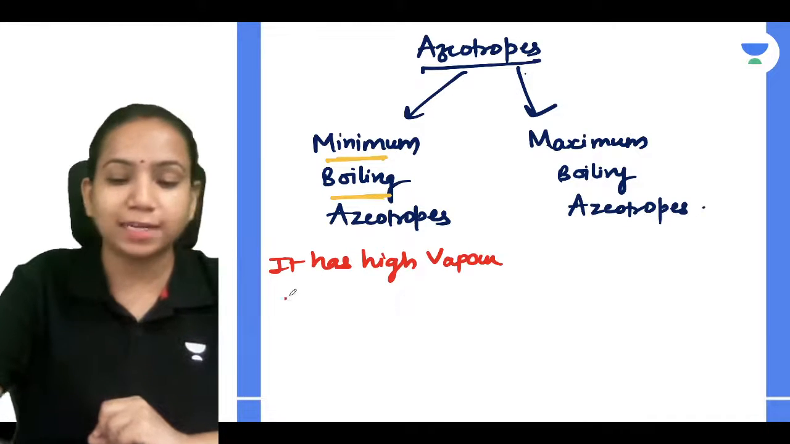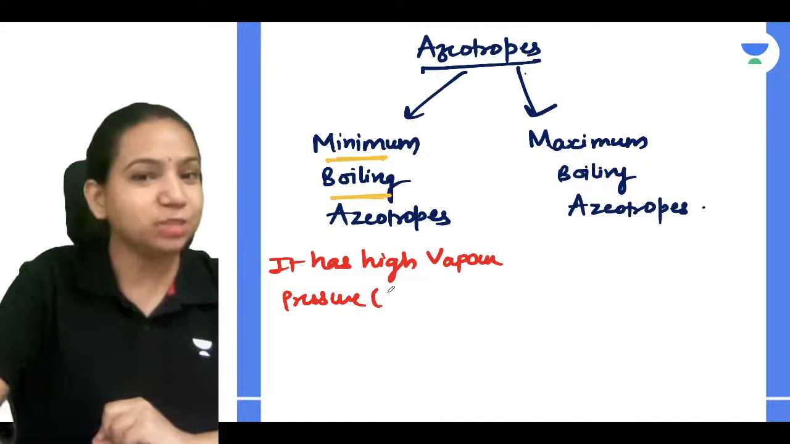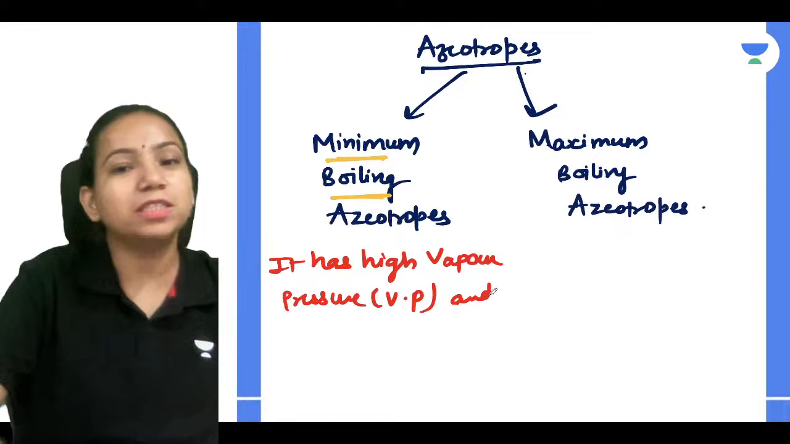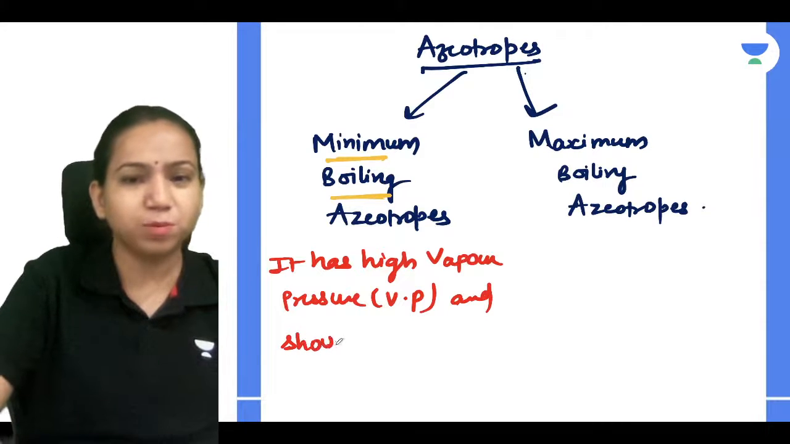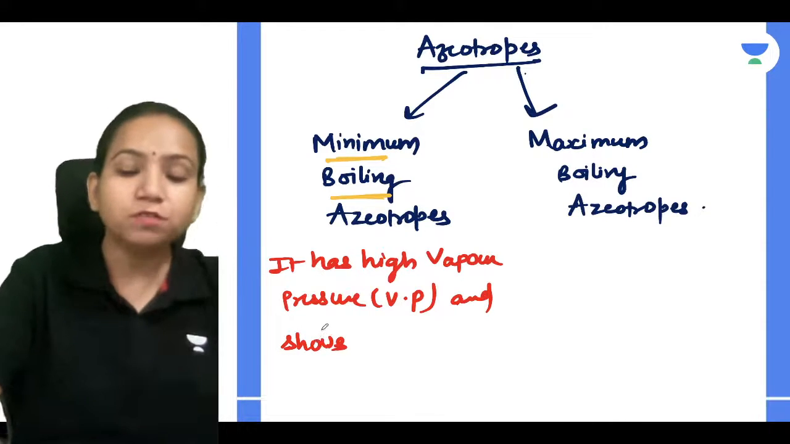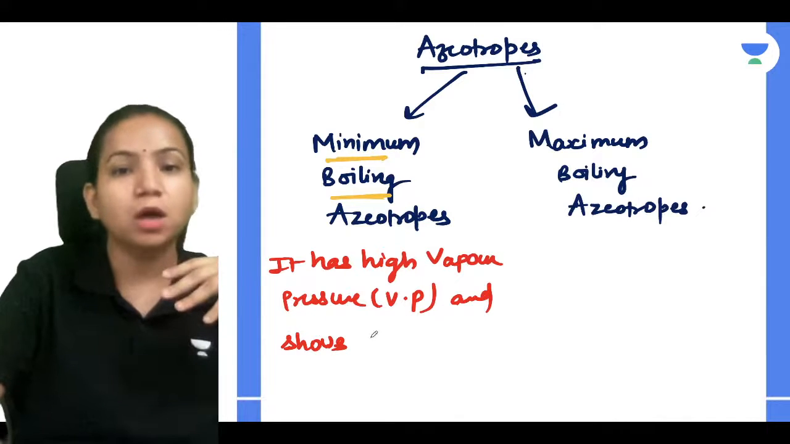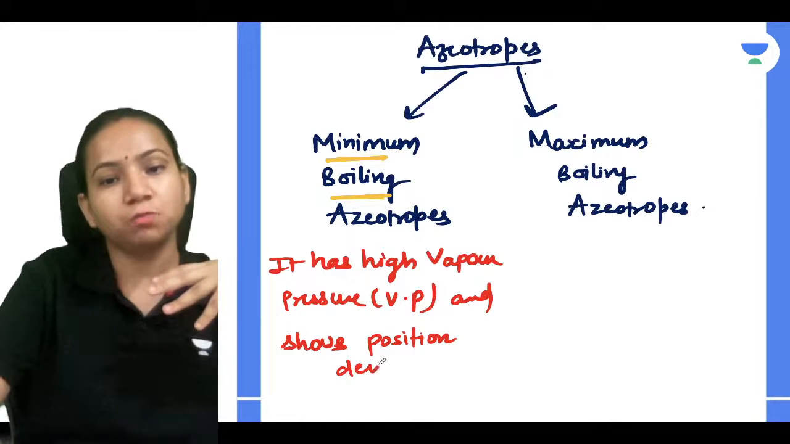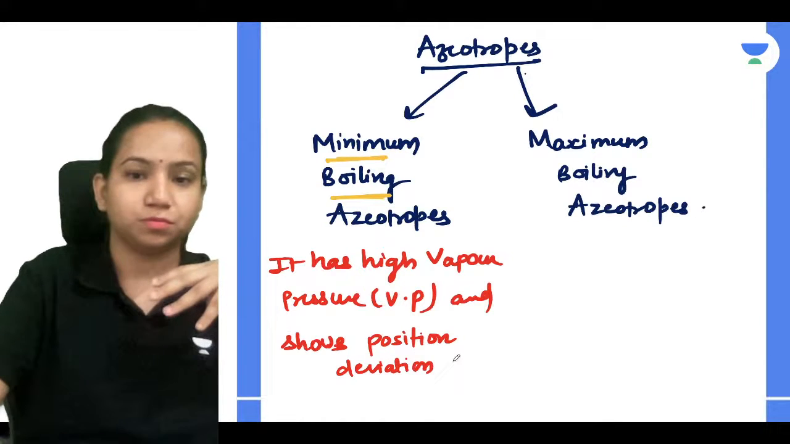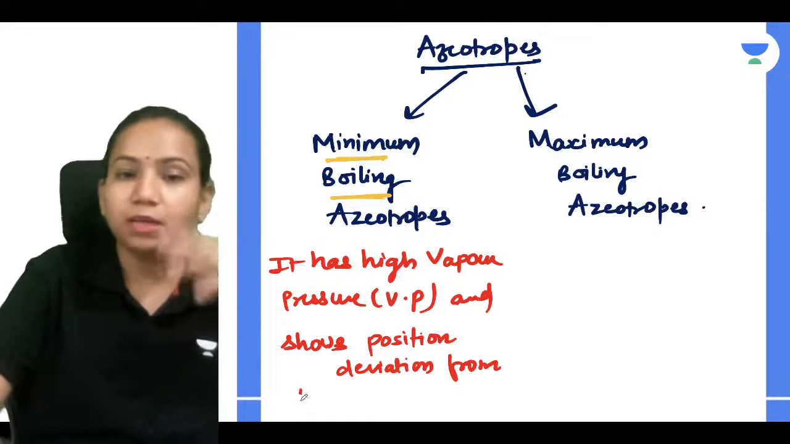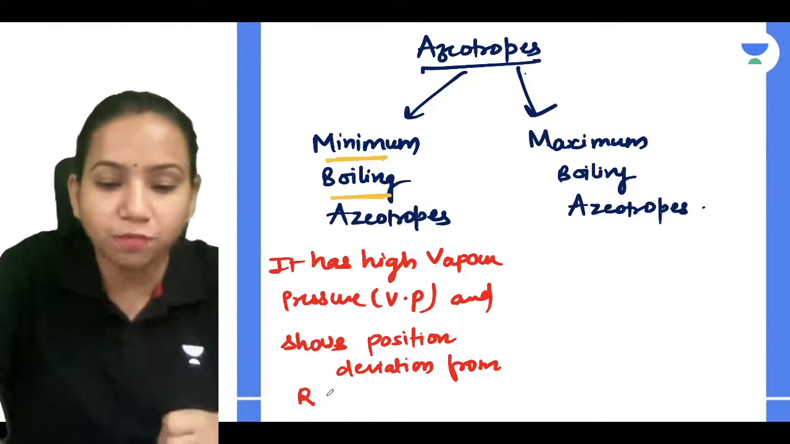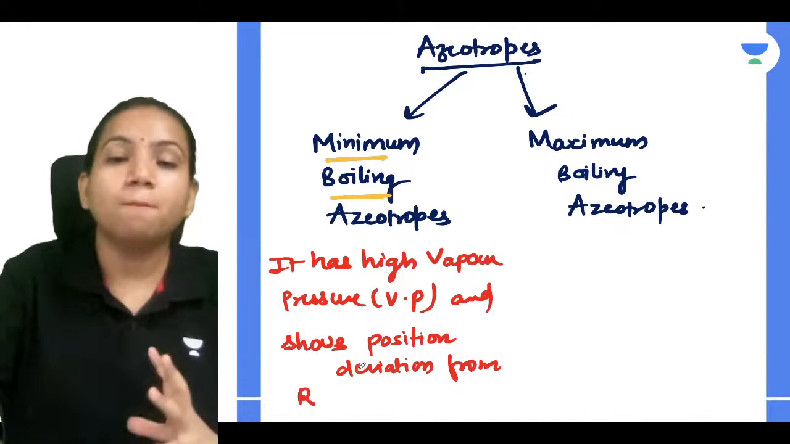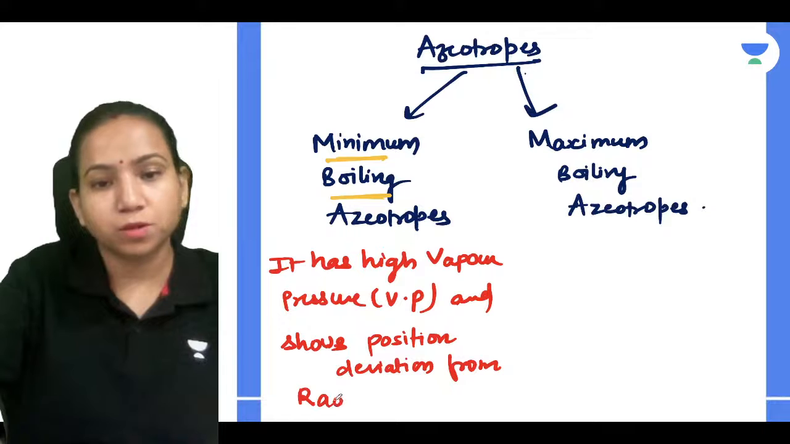So vapor pressure we write in short form as VP. It is not vice president, guys, it is vapor pressure. Okay, and it shows positive deviation because it has a high vapor pressure. So obviously it will be showing positive deviation from Raoult's law. Why? You can relate very simply: because it has a high vapor pressure. So it has a high vapor pressure and shows positive deviation from Raoult's law.